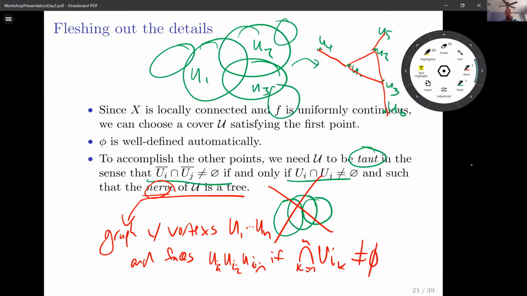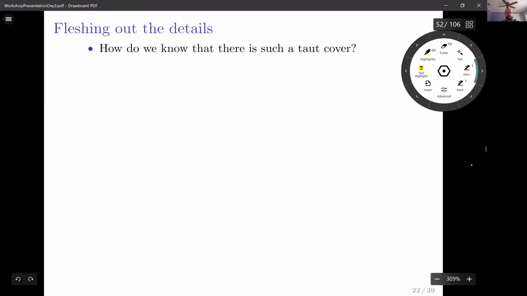And if you've read through Nadler's continuum theory book, we know that taut covers exist for chainable continua essentially automatically. It's less clear for a wider variety of spaces. So how do we know that there is such a taut cover? Well, what we're going to take advantage of is the fact that a dendrite has dense subgraphs, subtrees, right?